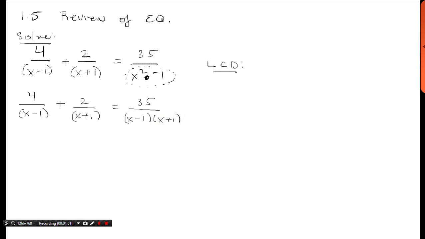So you can kind of see that this guy right here is missing an x minus 1. You can see this guy here is missing an x plus 1. And this guy has the whole shebang. So the LCD is x minus 1, x plus 1.